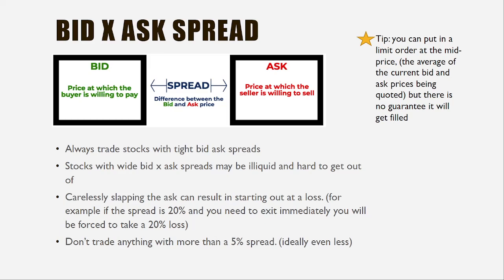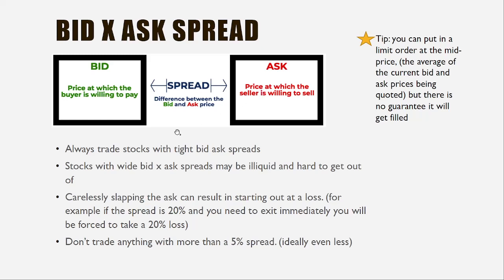And we want to play stocks that have a tight bid-ask spread. Now, what is a bid-ask spread? So the bid is the price at which the buyer is willing to pay. The ask is the price at which the seller is willing to sell, to let their contracts go for. And the spread is the difference between the bid and the ask.